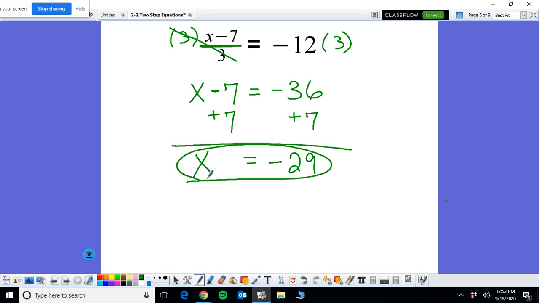Circle my final answer. And once again, make sure you check your answers out. And it does check out. I just did that one in my head.